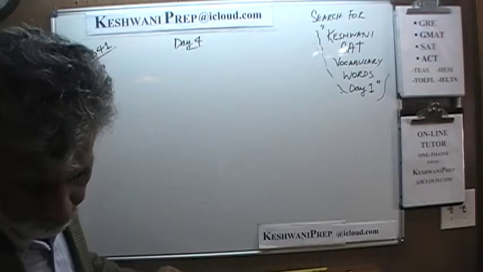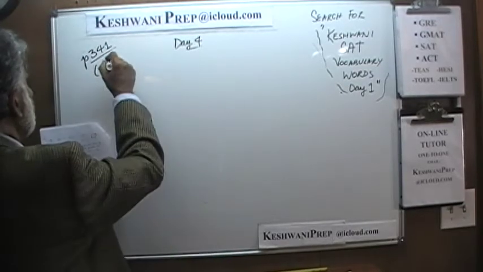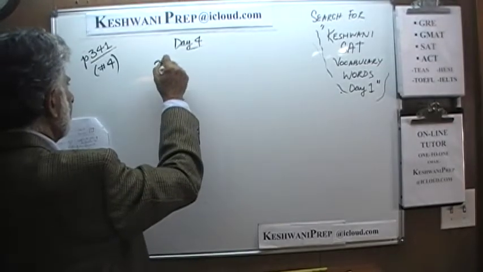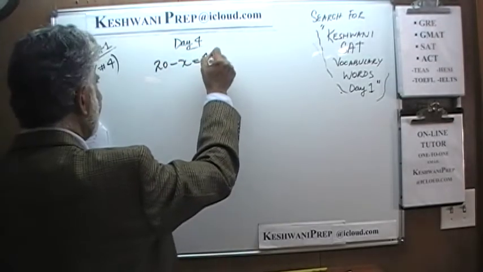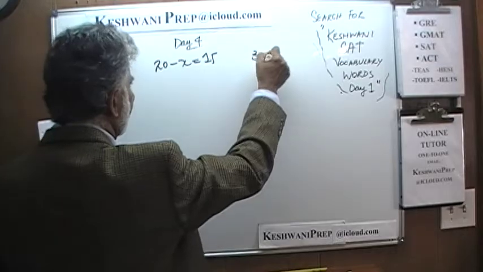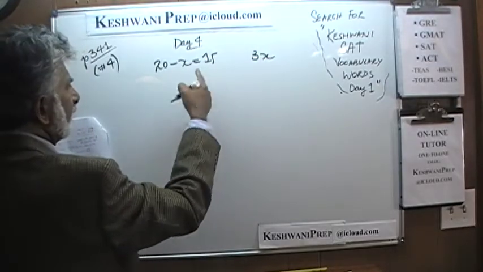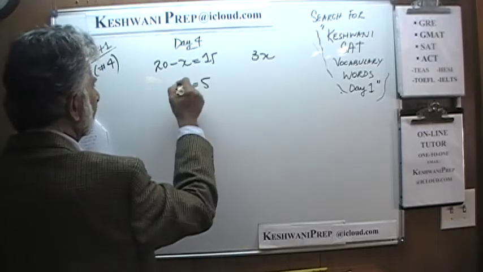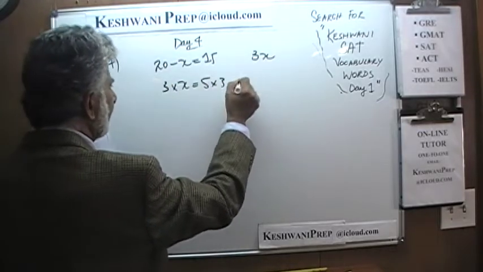Number four. Oh, number four is very childish. Makes you wonder why the thing is even there. It's just too silly. We are told that 2x, 20 minus x is equal to 15. The question is, how much is 3x? Let's find out, shall we? Bring the x to the other side, bring 15 to this side, and x will become 5. And we want 3x, so multiply both sides by 3, and it's 15.